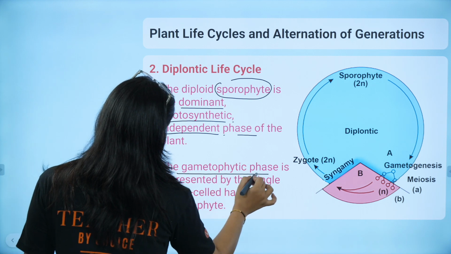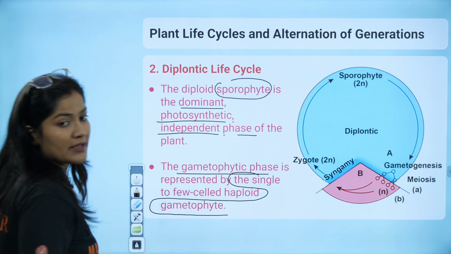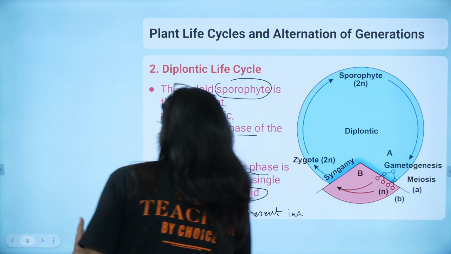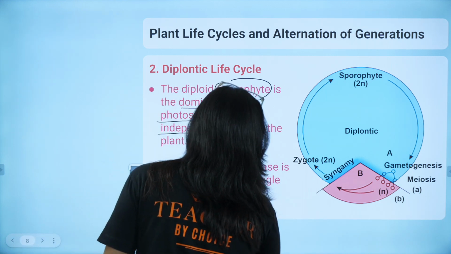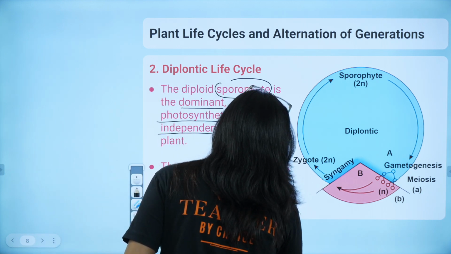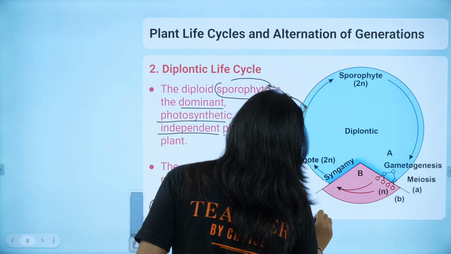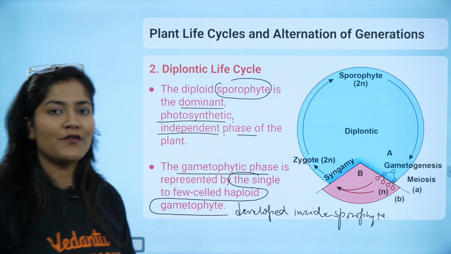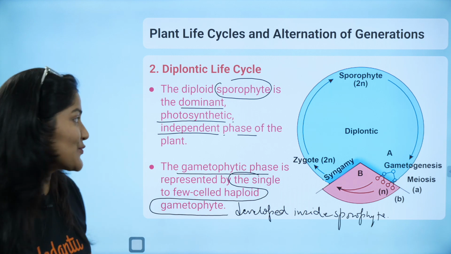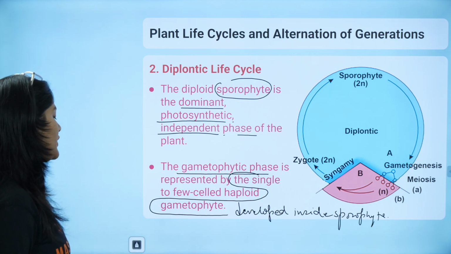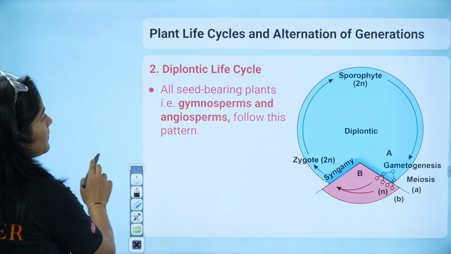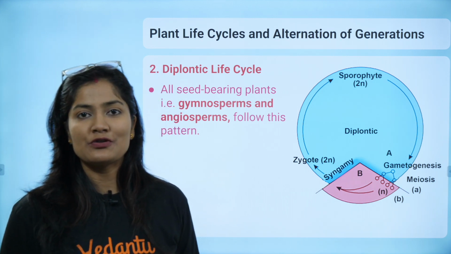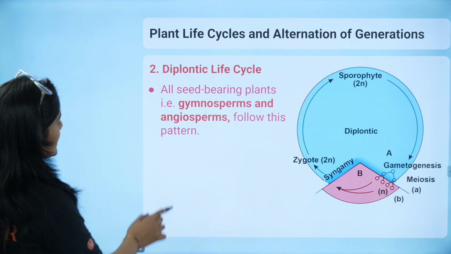The gametophytic phase is represented by the single to very few cells known as gametophyte, and it is developed inside the sporophyte. So the development of the egg and the development of the pollen grains, both of them are going to occur inside your sporophyte. This is about your Diplontic phase. This kind of Diplontic life cycle is shown by two categories of plants, that is your gymnosperms and your angiosperms. So the seed bearing plants, the gymnosperms and the angiosperms, show this kind of life cycle known as Diplontic life cycle.